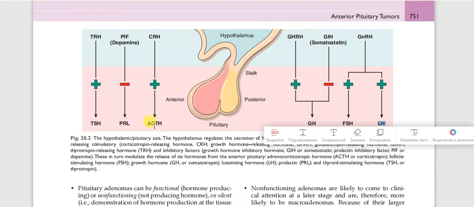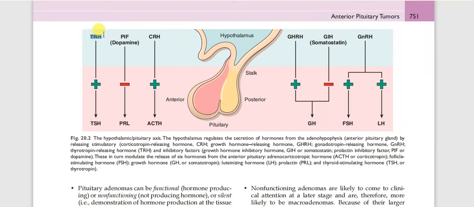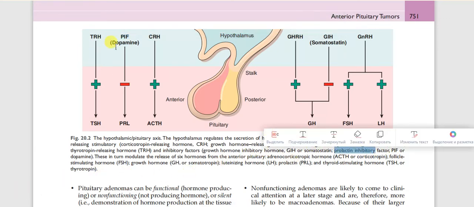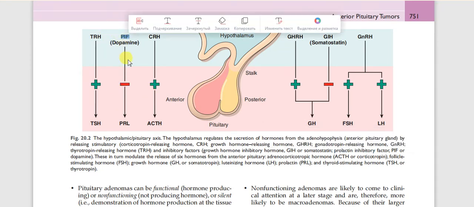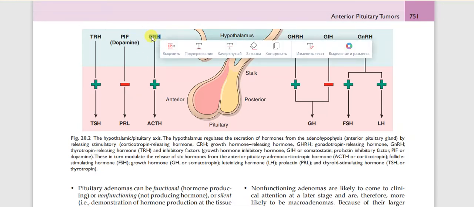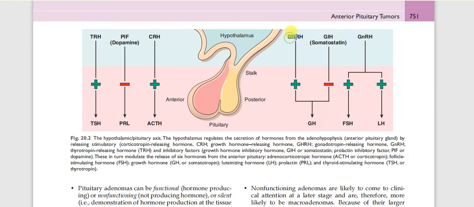You remember that these hormones are under the control of releasing hormones, thyrotropin releasing hormone, and for prolactin, PIF, I don't remember actually. Here it is written, let's check it out, or dopamine. Prolactin inhibitory factor. It's the opposite. Prolactin is negatively controlled by prolactin inhibitory factor. CRH is corticotropin releasing hormone, so it's positive feedback. Growth hormone releasing hormone and growth hormone inhibitory hormone, somatostatin.